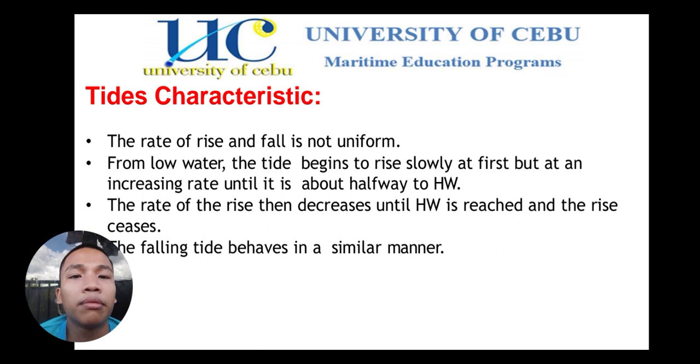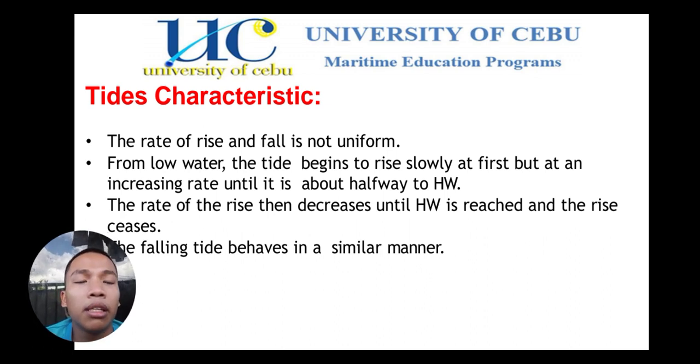The characteristics of tides. The rate of rise and fall is not uniform. From low water, the tide begins to rise slowly at first but at an increasing rate until it is about halfway to high water. The rate of the rise then decreases until high water is reached and the rise ceases. The falling tide behaves in a similar manner.